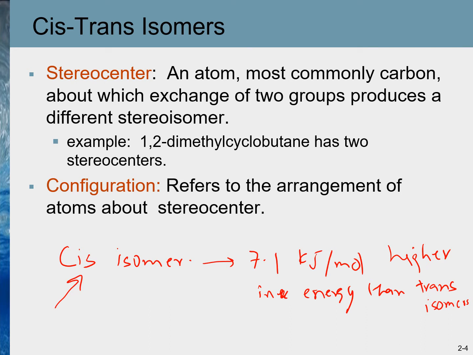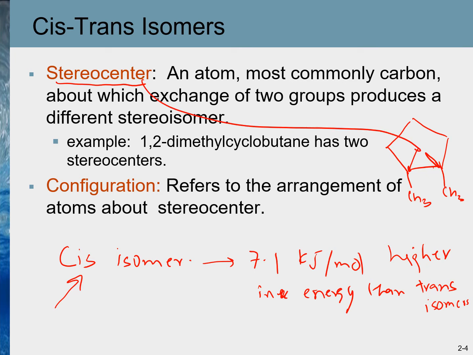The atom, most commonly the carbon atom, about which exchange of two groups produces a different stereoisomer is known as stereocenter. For example, in case of 1,2-dimethyl cyclopentane or cyclobutane, these two carbon atoms are stereocenters because the exchange of substituent about these two carbon atoms will produce a stereoisomer.